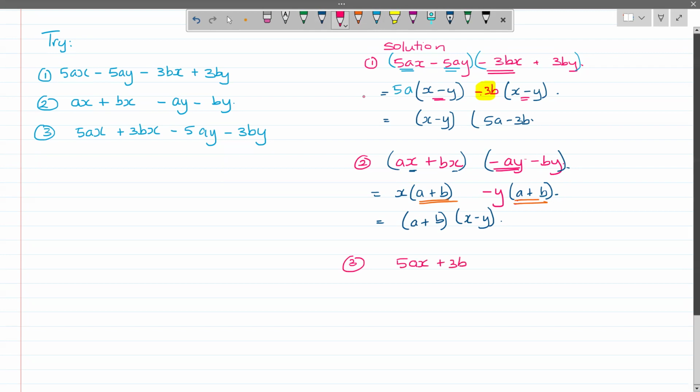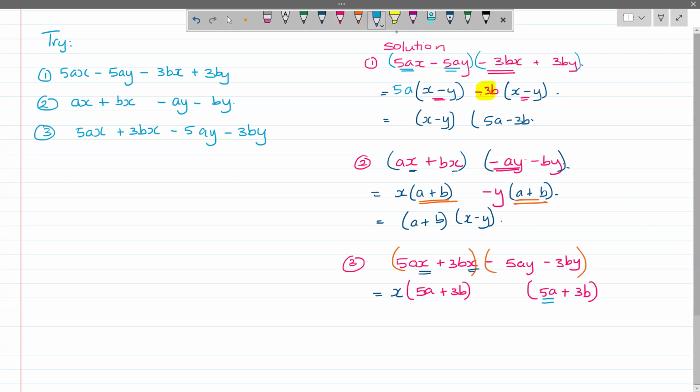5AX plus 3BX minus 5AY minus 3BY. So you don't want to overthink it, right? It's just a series of steps that you're repeating, and it should work for any type of question you get. You pair them off, compare what you're seeing as being the common factor. In this bracket, here's the X, so that means I'm pulling out X. So if I pull out the X, inside of here, I'm going to remain with 5A plus 3B. It means that the bracket on this side also has to be 5A plus 3B. So let's write that.